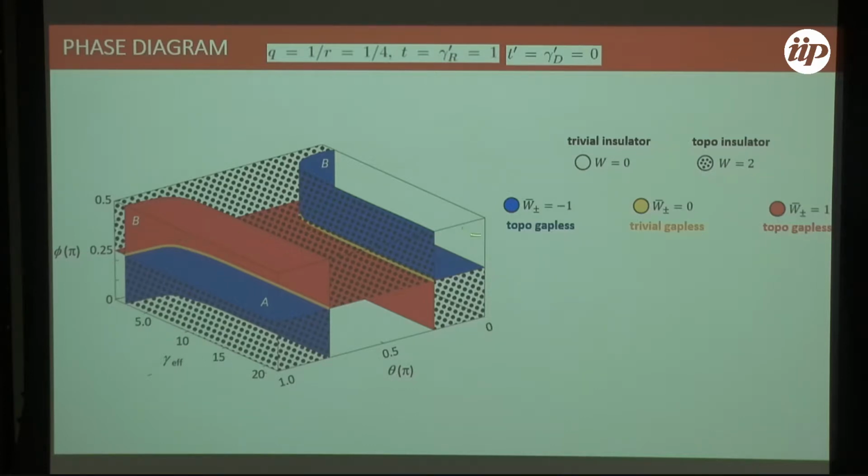And these critical surfaces come in three variations. Topological gapless, which are the blue sections here, where a modified version of the winding number takes on the value -1. Then you have the orange sections, which are also topological gapless regions, but now the topological invariant, the winding number, takes on the value 1. And then there are the yellow lines, which are the intersections of the critical surfaces, where the modified winding number is 0.